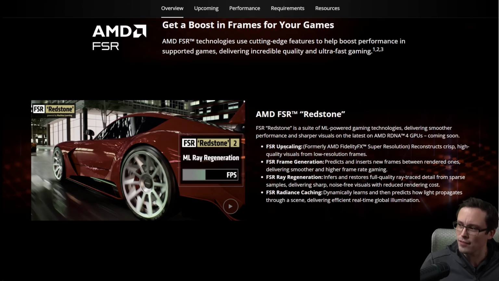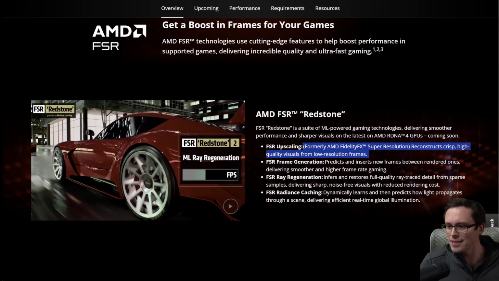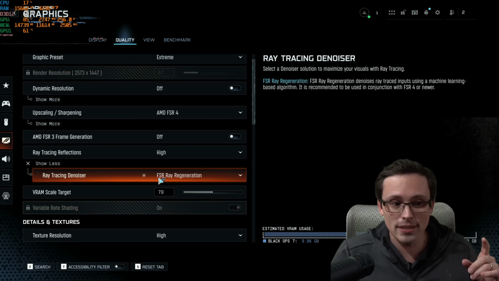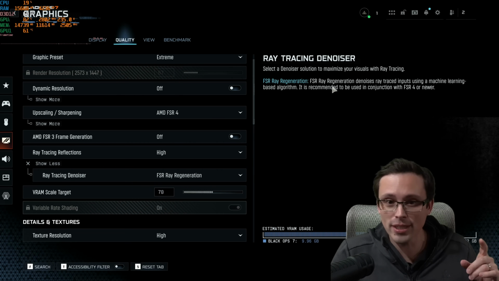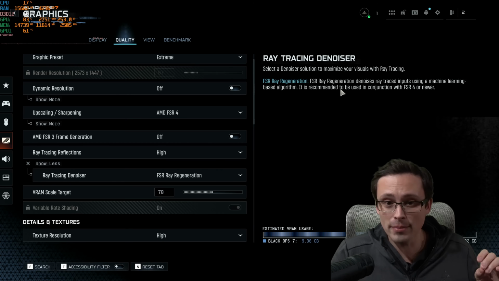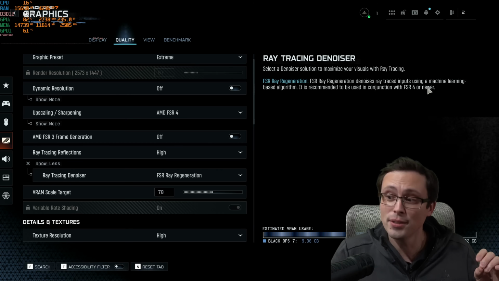But again, the rest of FSR Redstone would include FSR upscaling, which we do have as FSR 4, and it's unclear if they mean that there's going to be some additional update to it beyond that. Now, there is an interesting thing on that note, because when I select Ray Tracing Denoiser FSR Ray Regeneration, look at this tooltip here. It says FSR Ray Regeneration denoises ray traced inputs using a machine learning based algorithm. It is recommended to be used in conjunction with FSR 4 or newer.